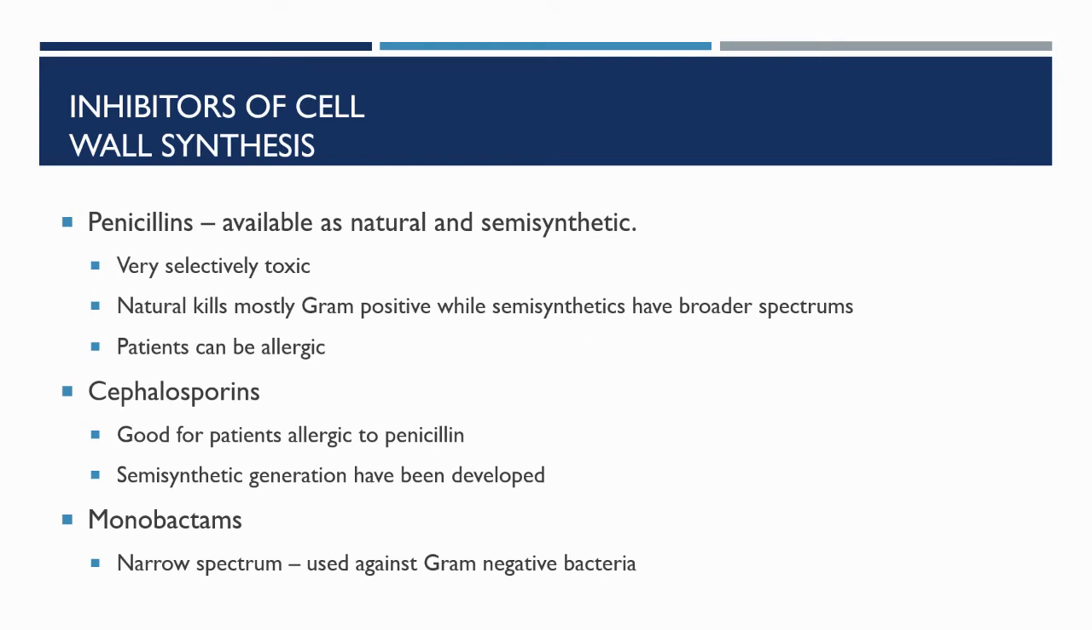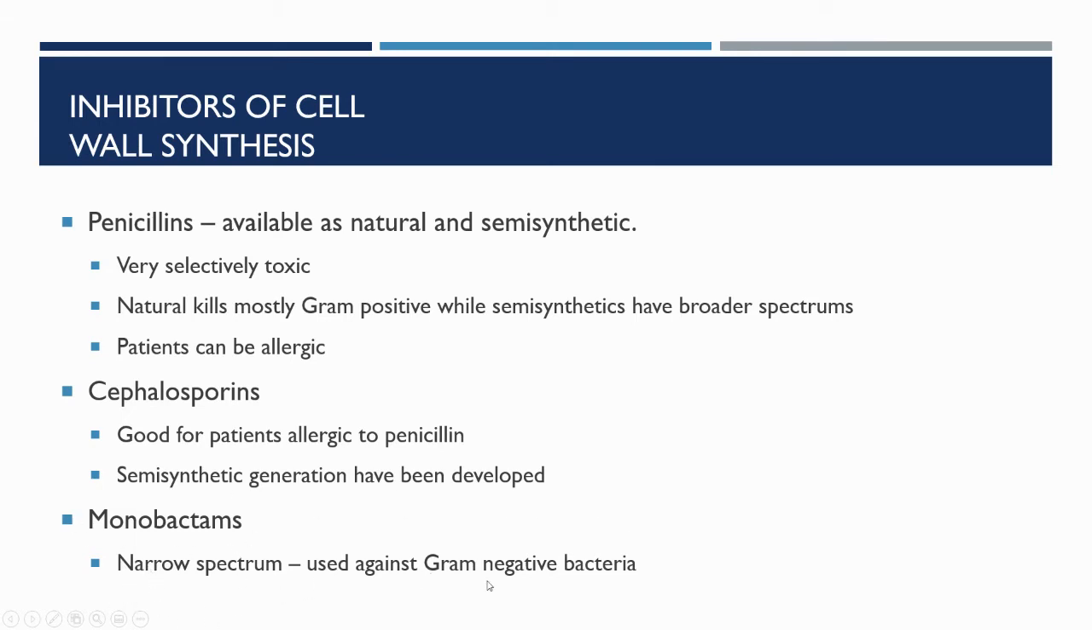So our penicillins are natural and some are semi-synthetic. They are very selectively toxic to gram-positives. The semi-synthetics can kill some gram-negatives, but the naturally occurring ones are primarily gram-positives. Allergies are pretty common, and so we have to look for alternatives. And sometimes those semi-synthetics or synthetics are good alternatives. So, for example, cephalosporins are good for patients who do have penicillin allergies. These are semi-synthetics, or synthetics have been developed.